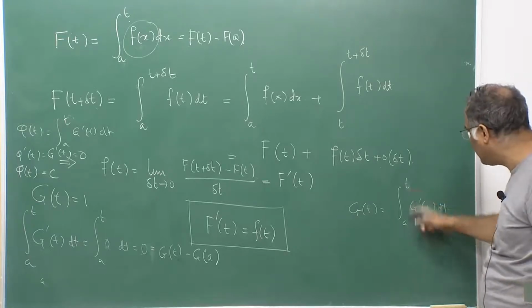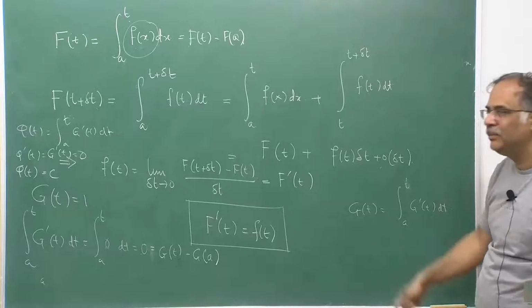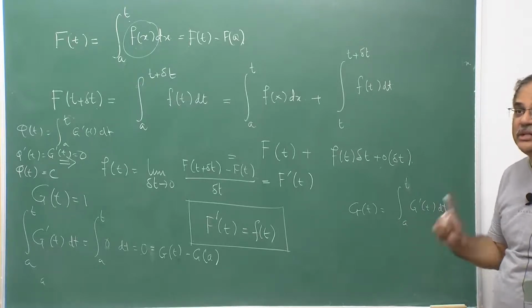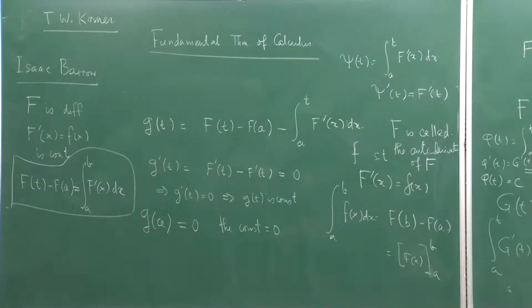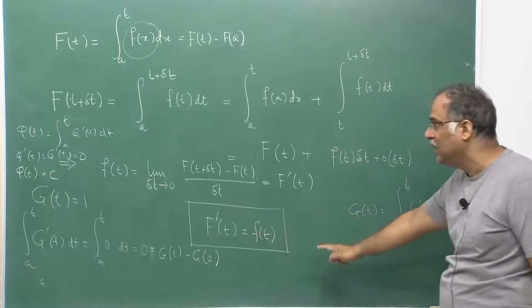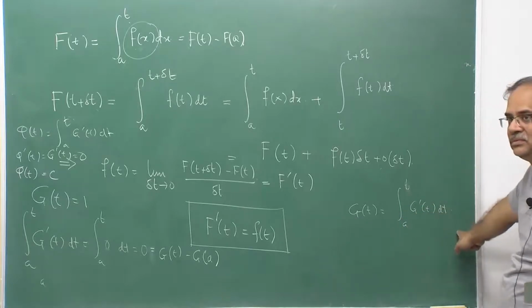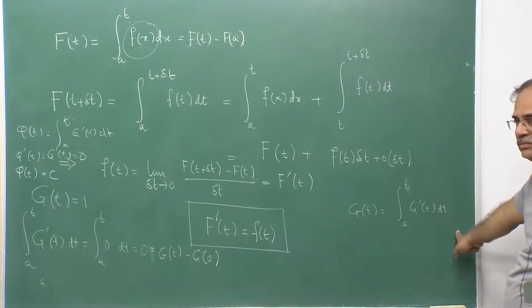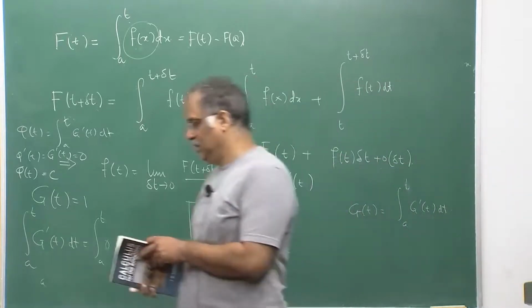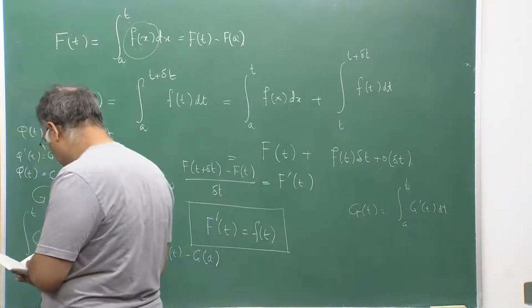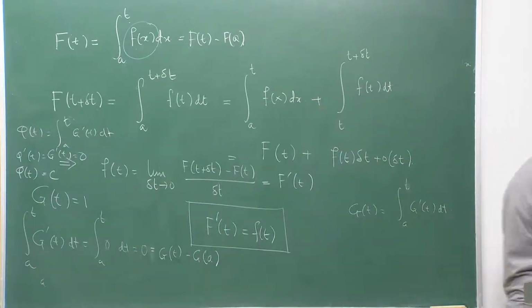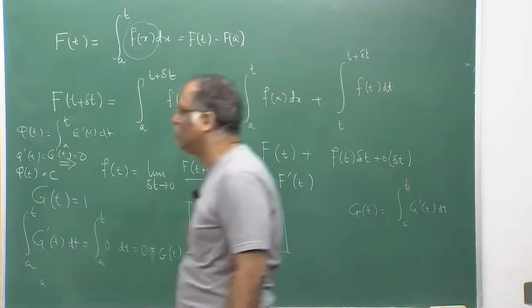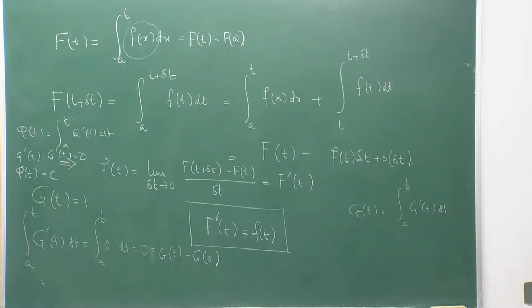When you actually evaluate this integral, you get back the 0 function. So you get G t minus G a, and that formula remains valid. And the formula that f dash t equals f t also remains valid. Okay? So these are such simple issues of life which I do not want to get into, but I end this lecture by talking about integration by parts.